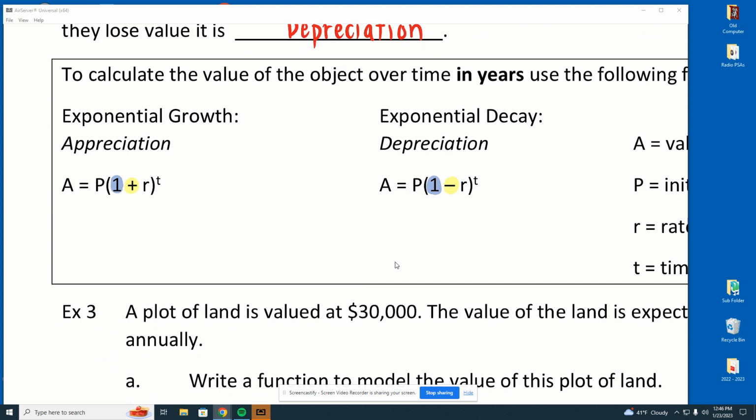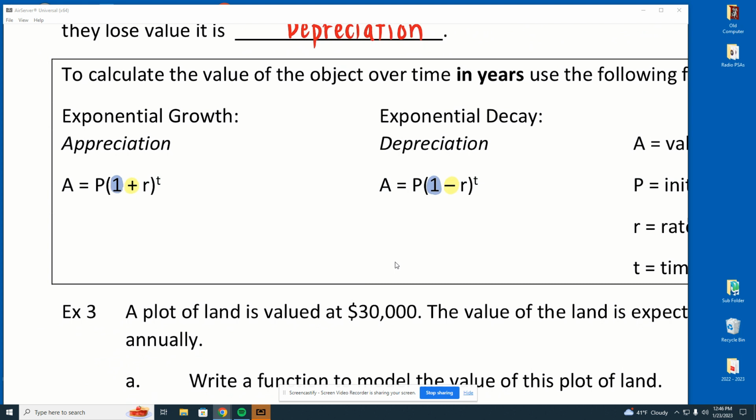And how much is something worth when you first buy it? 100%, right? It's worth 100% of what you bought it for. You understand? So that 1 right there actually represents 100%. If something goes up in value, that means it's worth more than 100% of what you paid for it. But if something goes down in value, it's worth less than 100%. That's why in going up, I add the rate, where it's going down, I subtract the rate from 100%.